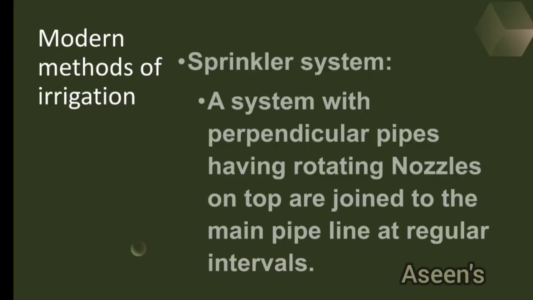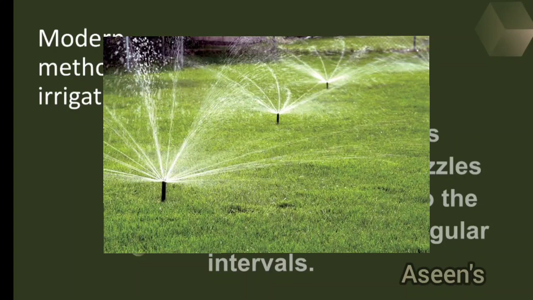So that was about traditional irrigation practices. Now we are going to talk about modern methods of irrigation. We have got to learn two over here. So we're going to start. The first one here is sprinkler system.